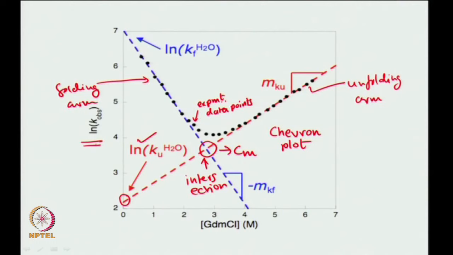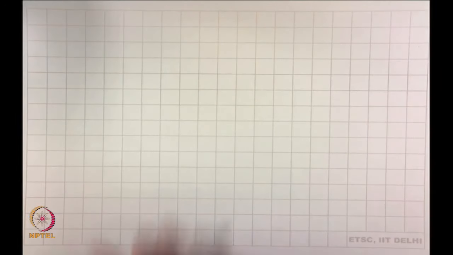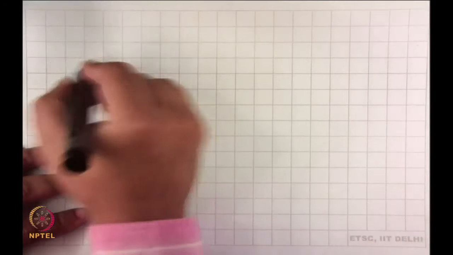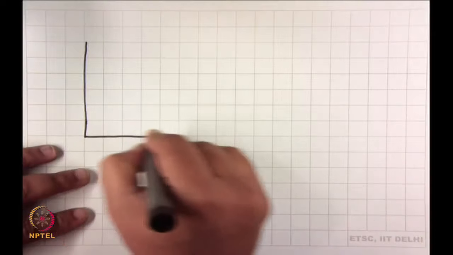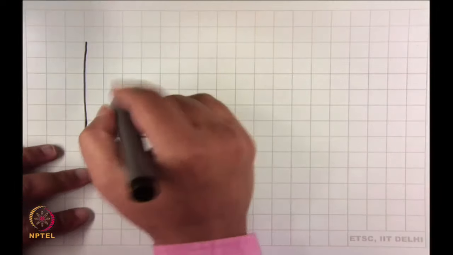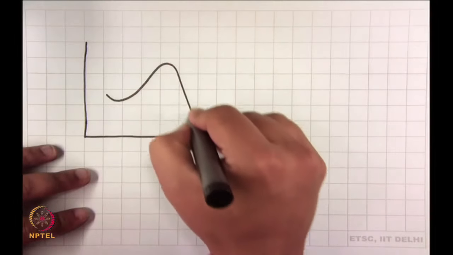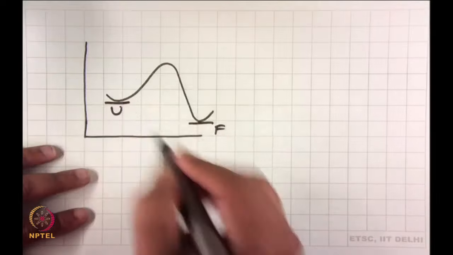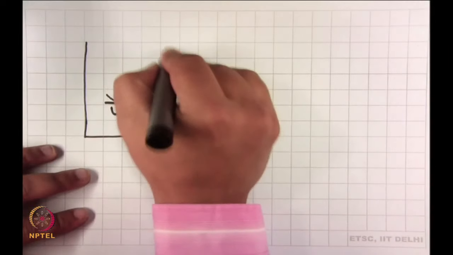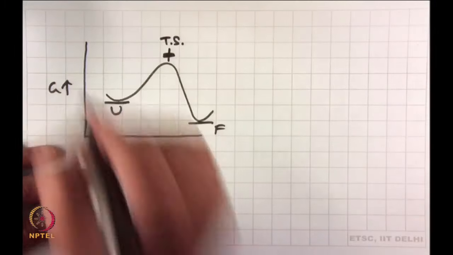Now, that is the next point of contention. Okay. So, let us look at two state kinetics. So, that means we are essentially again looking at a free energy profile. So, this is F, this is U, and this is your transition state, okay, and this is G.